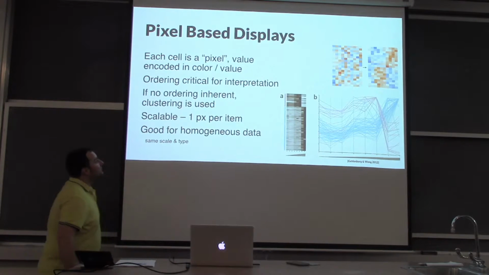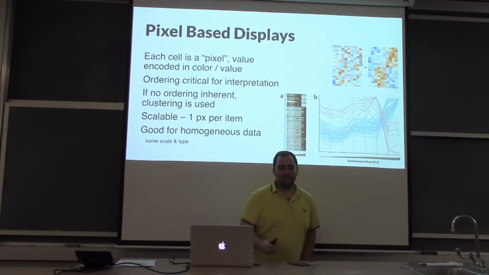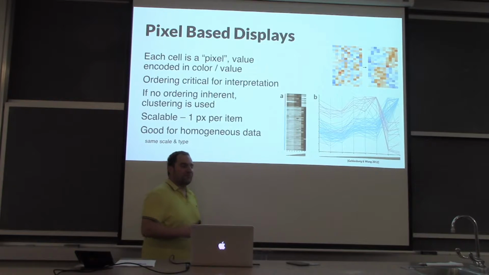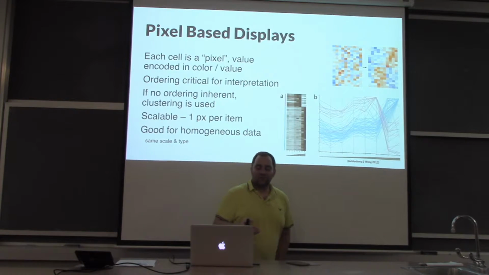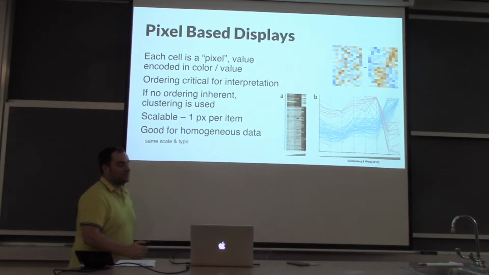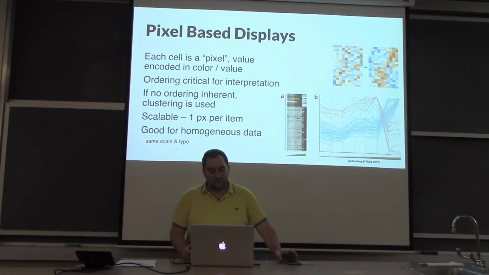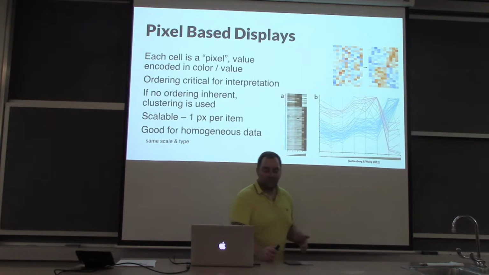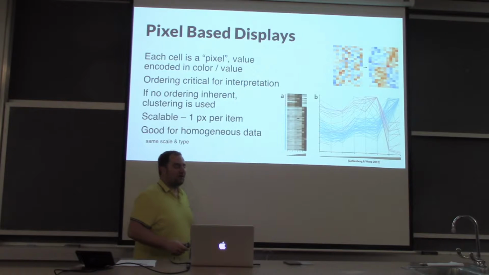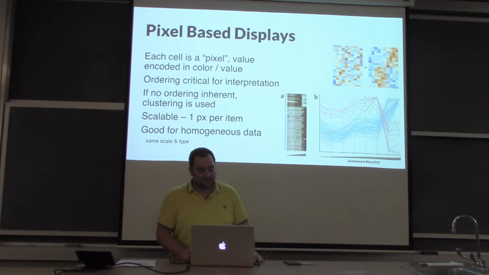So next I would like to talk a little bit about pixel-based displays. And in pixel-based displays, this is a little bit related to what we saw in Bertifier, but there we could basically choose color or cell size, but here we are mainly working with color. So here each cell is a pixel value, and the encoding is the color order value. And as I mentioned in the beginning, here the ordering is critical for the interpretation. So if no ordering is inherent, you have to use some kind of algorithm like a clustering algorithm. And this is a pretty scalable technique.